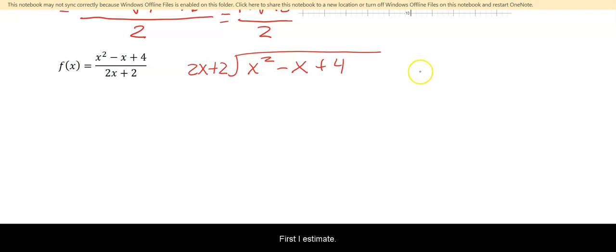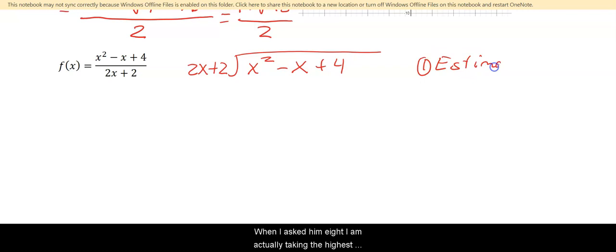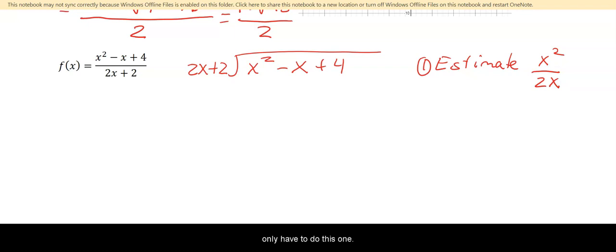First, I estimate. When I estimate, I am actually taking the highest degree term in the dividend, x squared, and dividing by the highest degree term in the divisor, 2x. Because ours will be precisely 1 apart, you will only have to do this once. My estimate is going to be 1/2 x, or x divided by 2. I put this value up in the quotient.